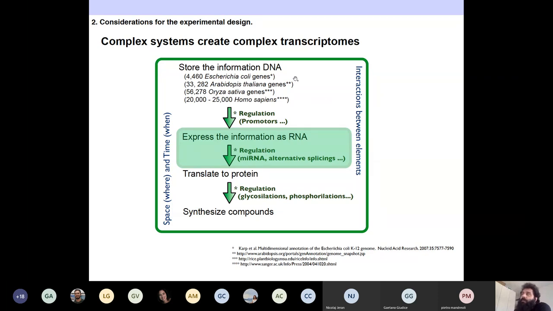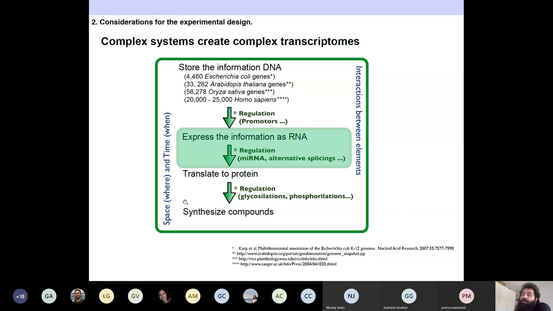But then these are regulated. So you have some steps in which these steps are regulated. So you have the regulation of DNA to RNA with promoters and some epigenetic marks. And then when you have the RNA, they can also be regulated with microRNA, long non-coding RNA, alternative splicing, and so on. So you have another layer of complexity. And then when they are translated to proteins, proteins can also be regulated, even if we are not looking at this part. But sometimes you have a feedback, okay?